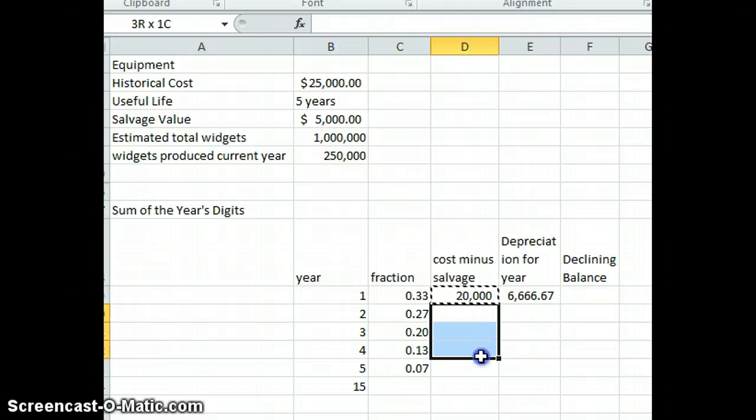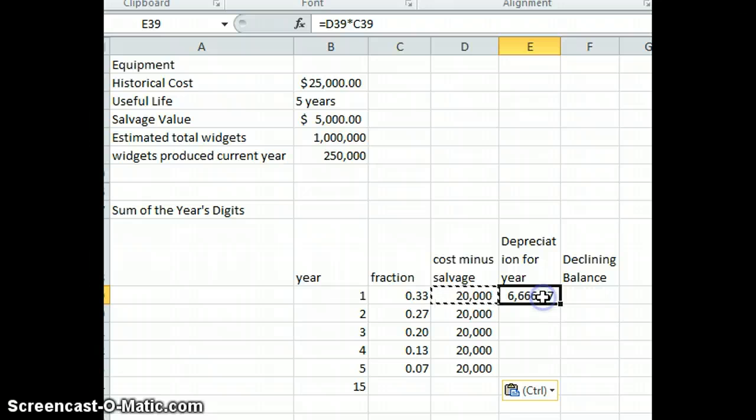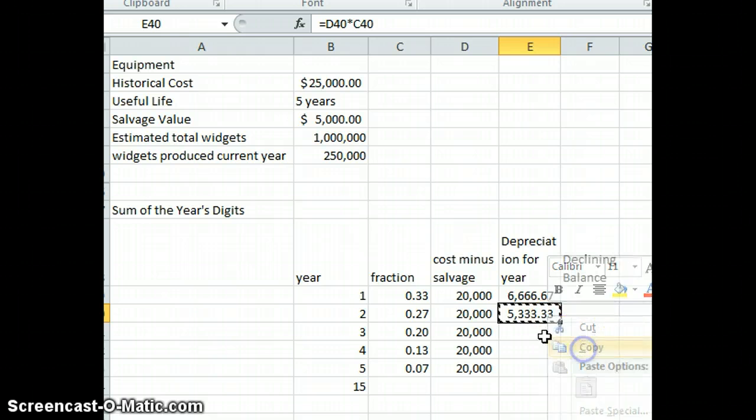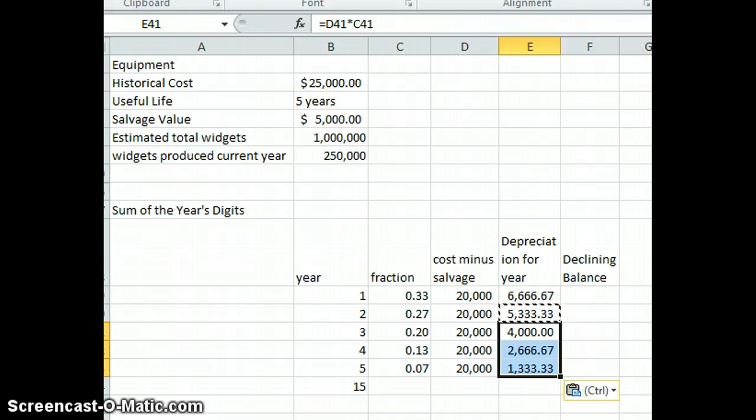now. We'll just copy it down for all the years, and we'll paste. And then we'll do the same thing. We'll multiply our 20,000 times our fraction for the year, and in this instance we'll get $533.33 of depreciation. And I'm going to go ahead and copy this formula on down so you can see what happens in each year. And that is how we get the depreciation for the year, by adding those up.